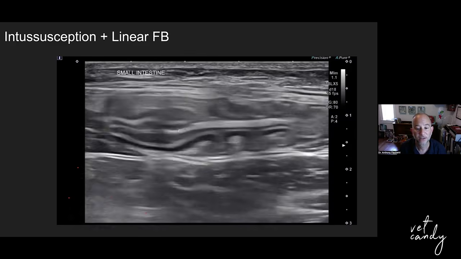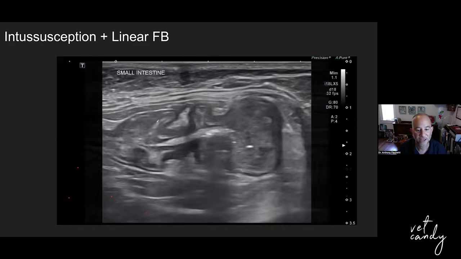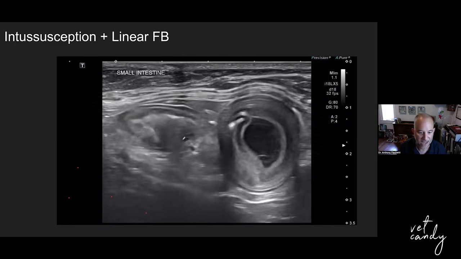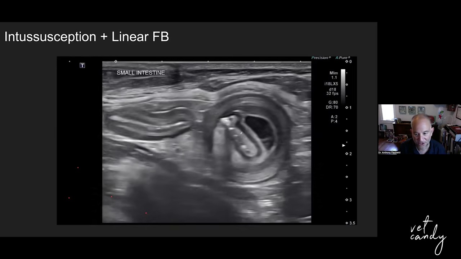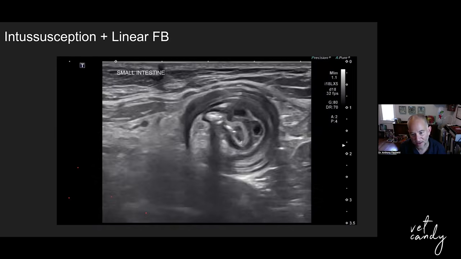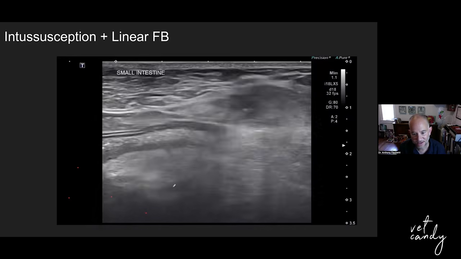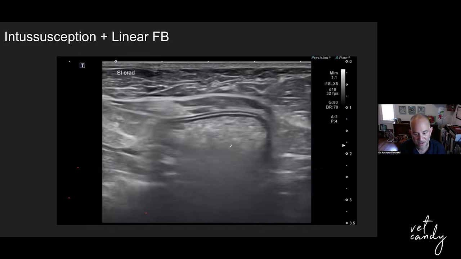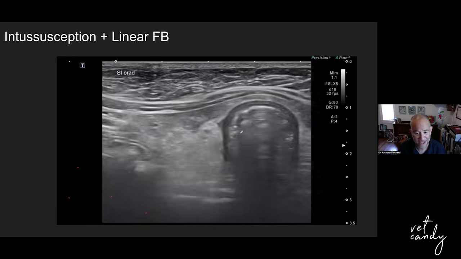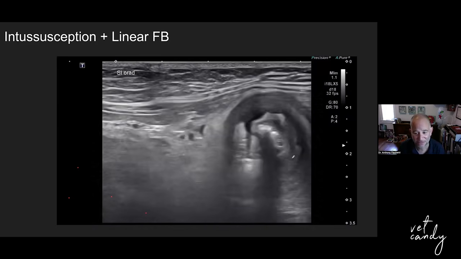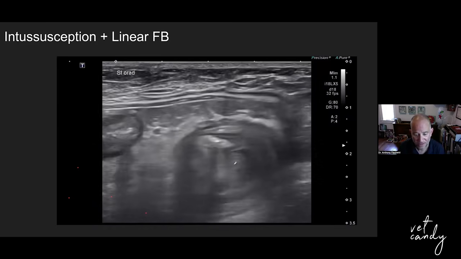Oh boy. And there's a linear foreign body inside this intussusception. Right here, you've got the intussuscepted portion of the small intestine and another segment that's swallowing it up. Okay. So this guy has a linear foreign body with an intussusception. I give you a double dose here.